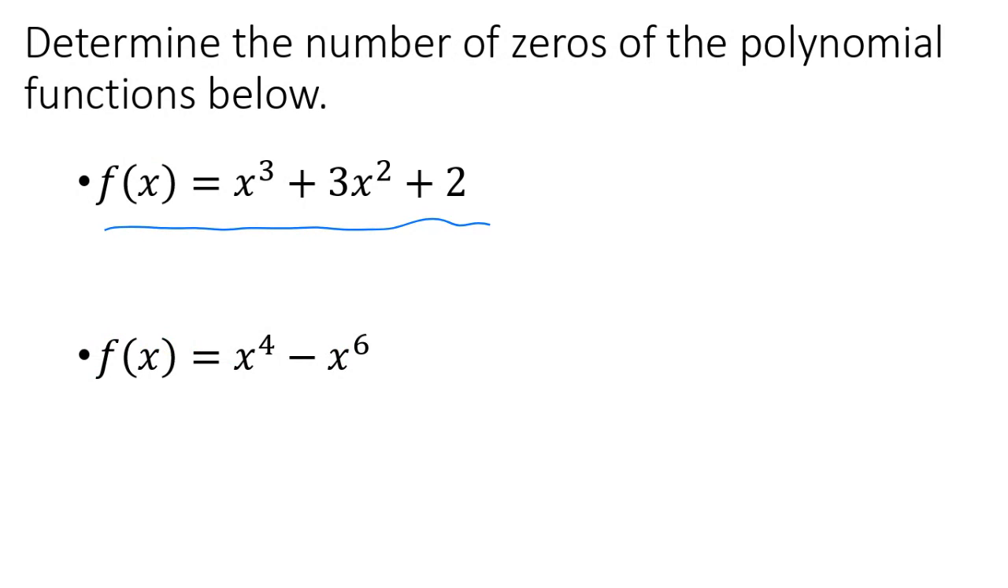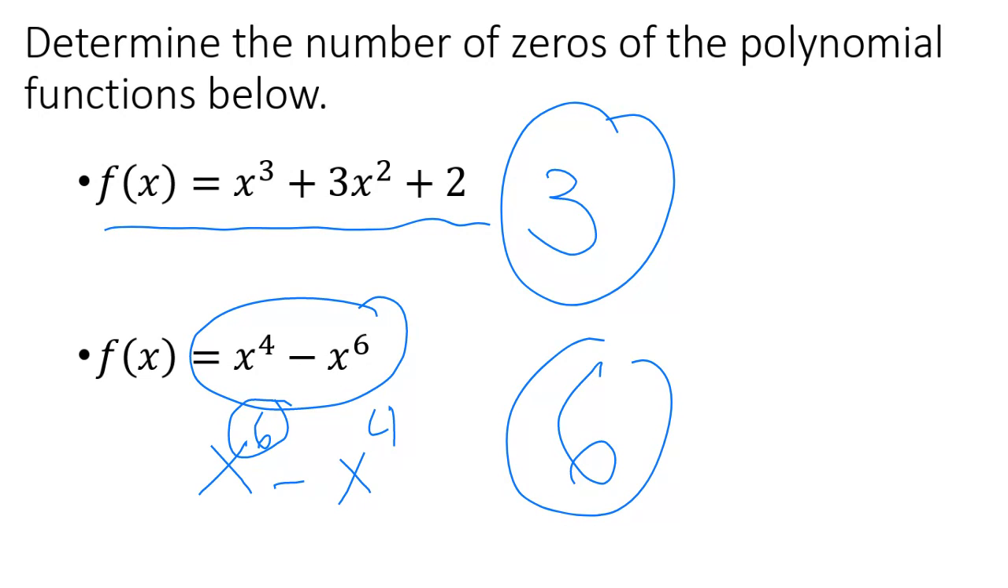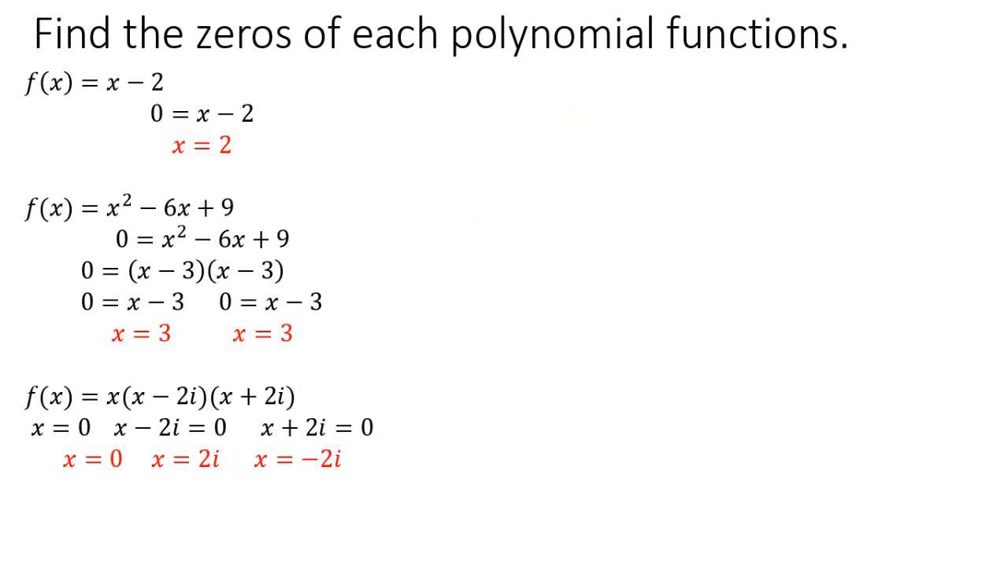Any guesses? 3. So that is correct. So we're going to have 3 zeros. What about the second one? 6, right? So even though these are not in order, we know that the largest degree or the largest exponent determines how many zeros we're going to have. So here we're going to have 6 zeros. Okay, great. And I guess I forgot I had done that, so let me keep going.